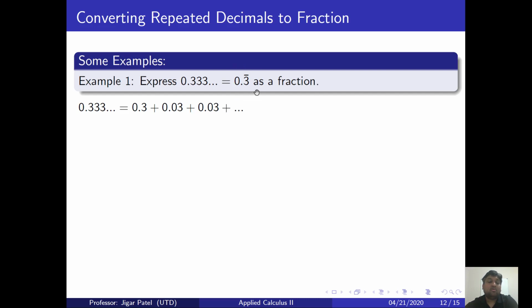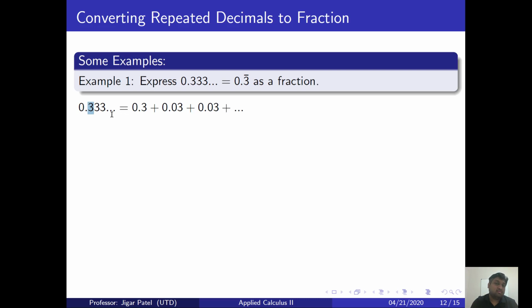What I want you to do here is break this 0.333 repeated infinitely many times based on the number of digits that repeat. There is a single digit repetition, and I want you to break this expression in terms of that single digit as an infinite sum. This is how I want you to write it down.